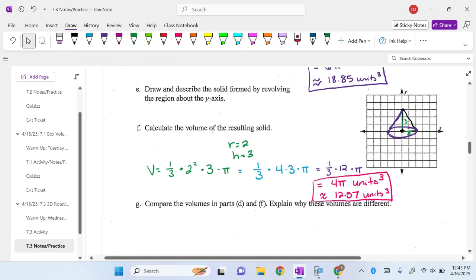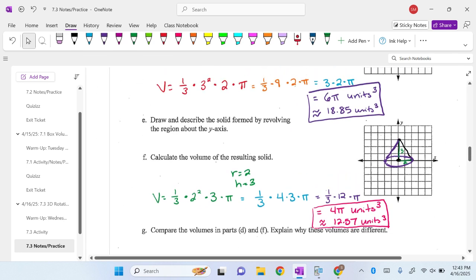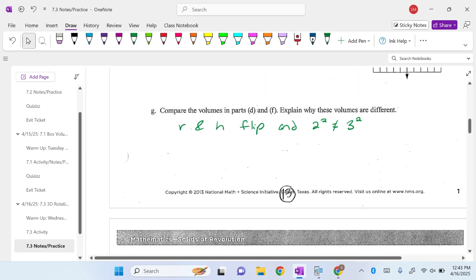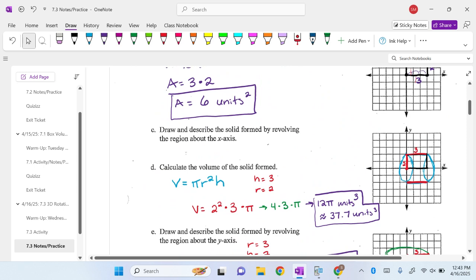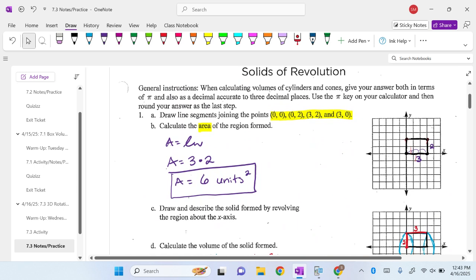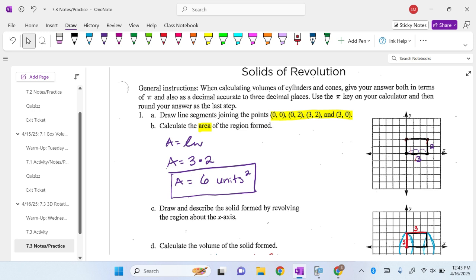All right, any questions on any of this? So again, all this lesson is can you plot a shape on a graph, rotate it around an axis, and recognize what type of shape it'll be, and find the volume of that 3D figure. So really, you only need to know that a rectangle gives you a cylinder, a triangle gives you a cone. That's the only two that you need to know. Any questions on any of that?